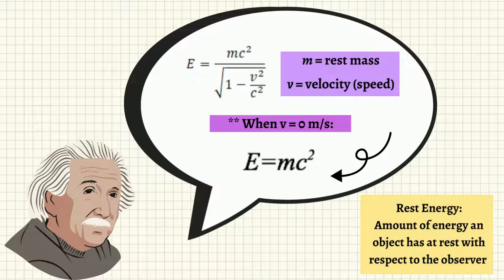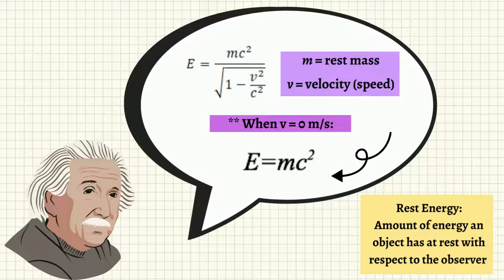Einstein used the equations of special relativity to show that the total energy E of the moving object is related to its rest mass m and speed v by the following relation. Consider the special case in which the object is at rest. When v is 0 meters per second, the total energy is called the rest energy E, and the equation reduces to Einstein's now famous equation, E equals mc squared.